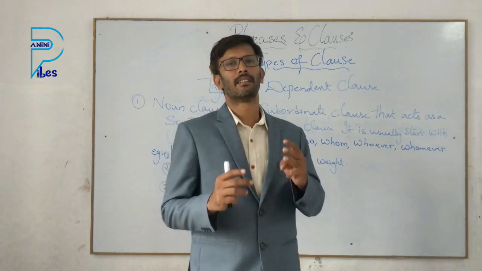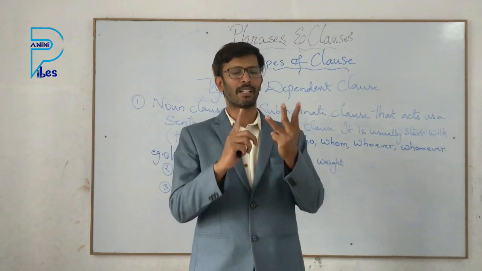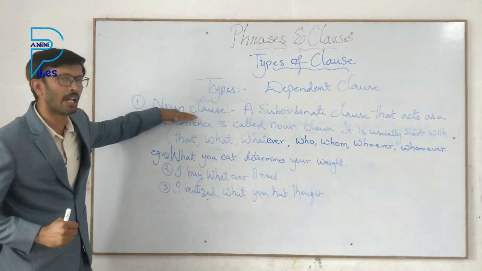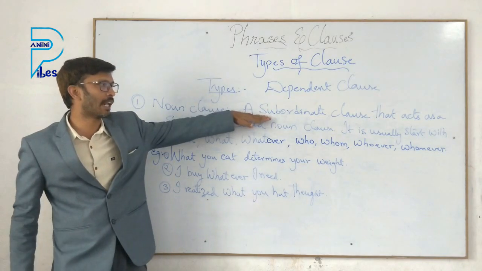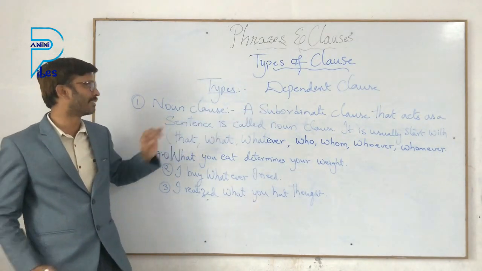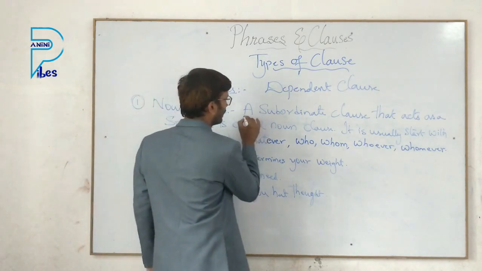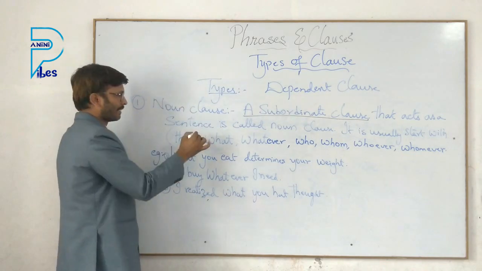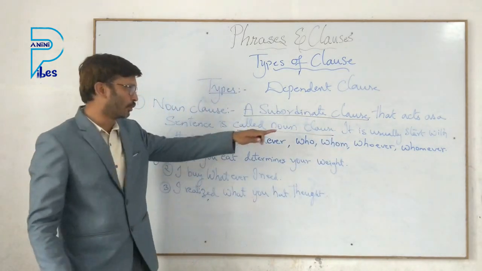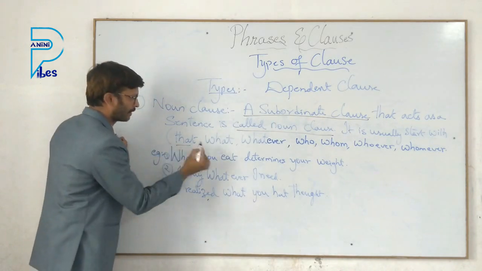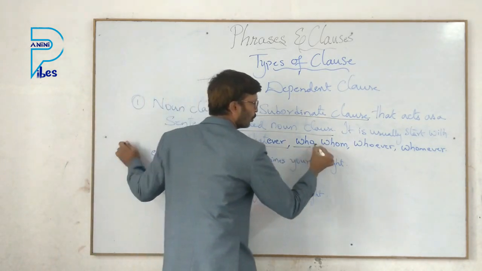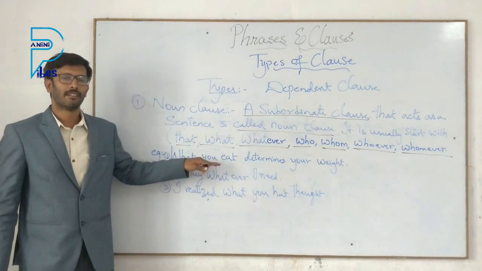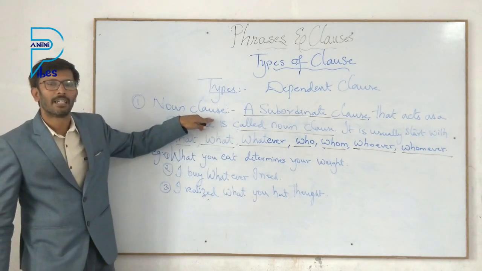As we have said that there are three types of dependent clause. One is noun clause, adjective clause and adverb clause. Let us learn about noun clause. What is noun clause? A subordinate clause that acts as a noun in a sentence is called noun clause. It usually starts with that, what, whatever, who, whom, whoever and whomever. These are the words to recognize a noun clause.